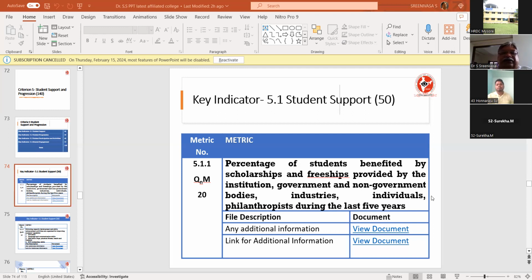Okay, so this year if some 10 students get a scholarship, these 10 students will inform the next coming students that these are the available scholarships. Again, next year more students will apply and get the scholarship. That process has to continue. That is the intention of this metric.